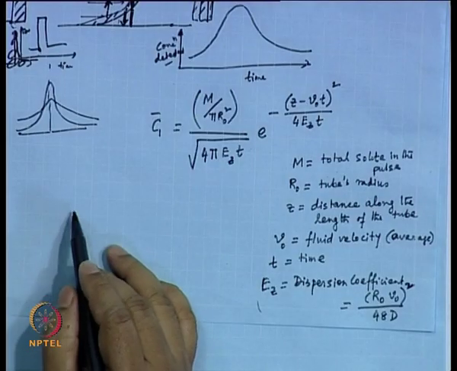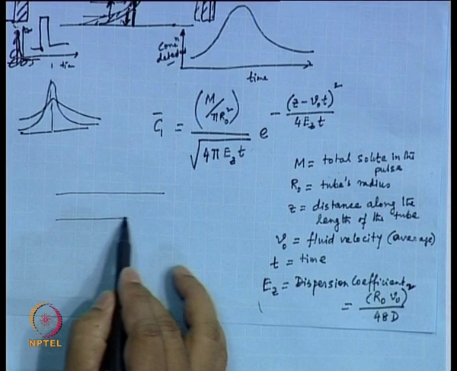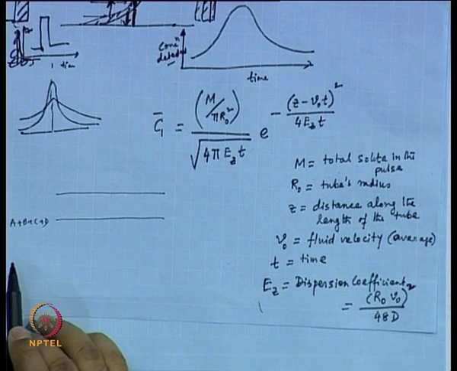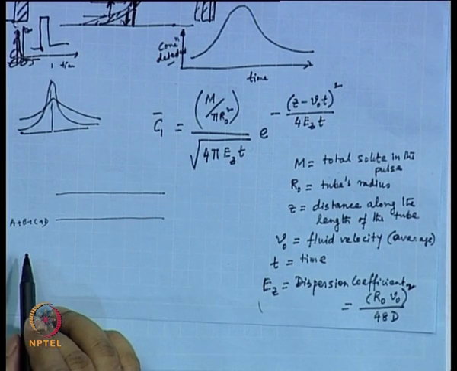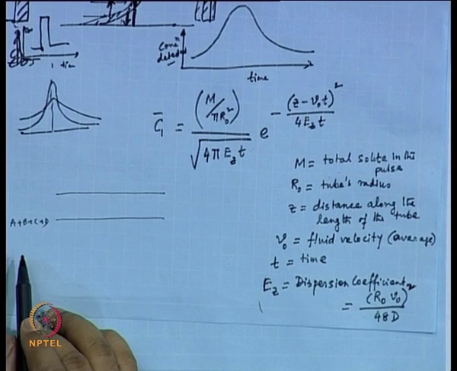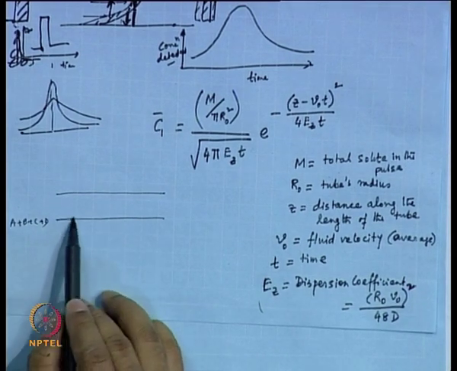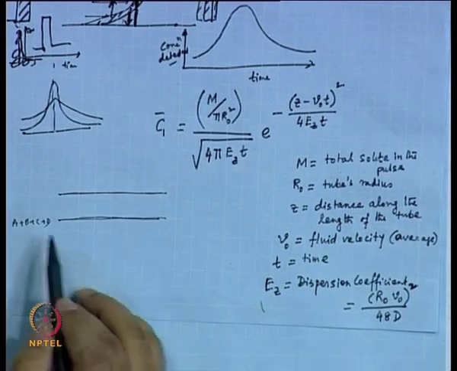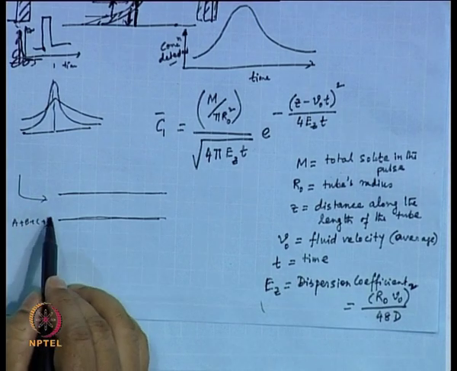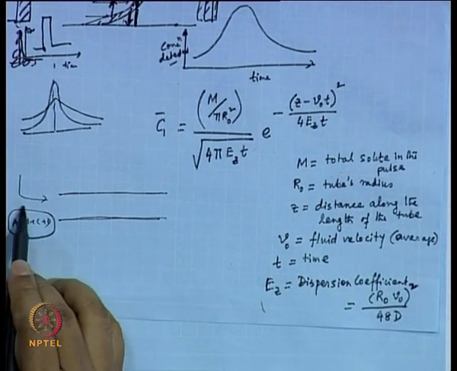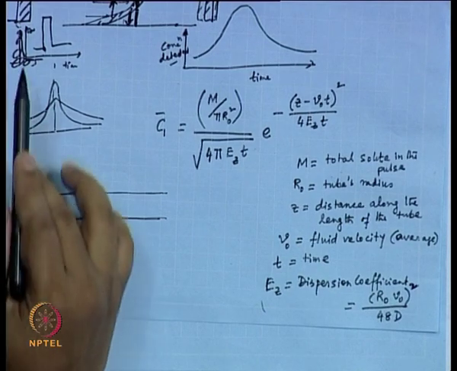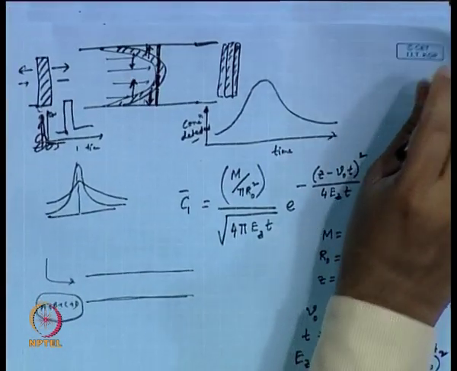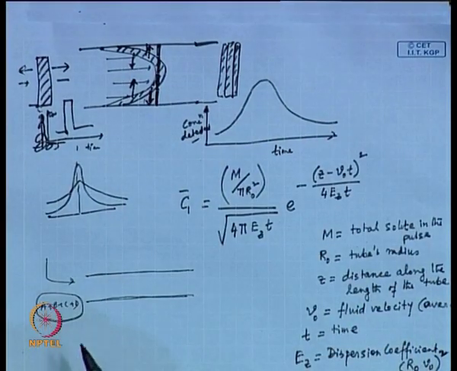Suppose you have A plus B plus C plus D, and you would like to identify which components you have. Suppose you have a sample which has A, B, C, D, and you do not know what these are. In a conventional chromatography, you have a carrier stream going in, and you introduce this sample, A plus B plus C plus D, in the carrier stream as a pulse, just the way you have done it here.